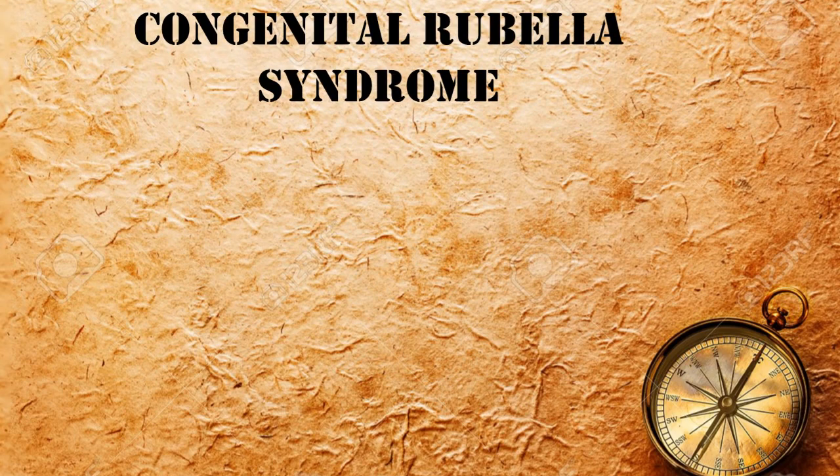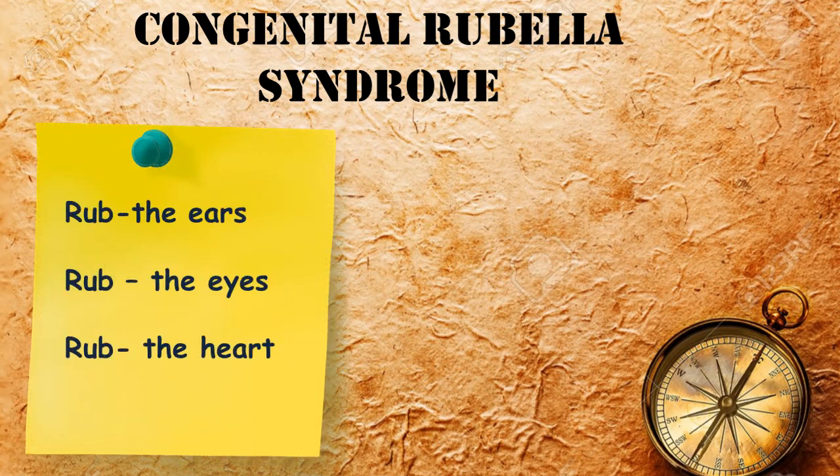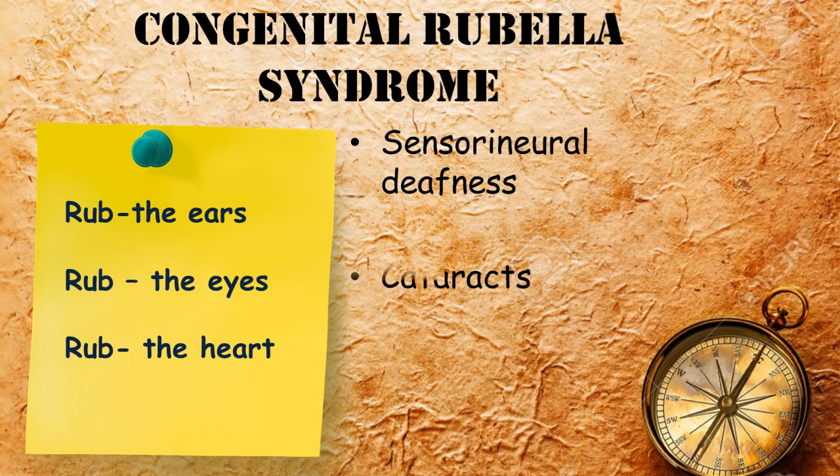Next comes congenital rubella syndrome. This has one of the funniest mnemonic. So let's see. Rub the ears, rub the eyes, rub the heart. So let's see the symptoms. So if we are rubbing the ear, there is some problem in the ear, that is sensory neural deafness, and in case of eyes we can see cataracts, and in case of heart we can see congenital heart disease, mainly PDA. Try to remember it. PDA is one of the most important question. So in case of congenital rubella syndrome, the mnemonic is very funny. It is rubbing the ears, rubbing the eyes, and rubbing the heart.